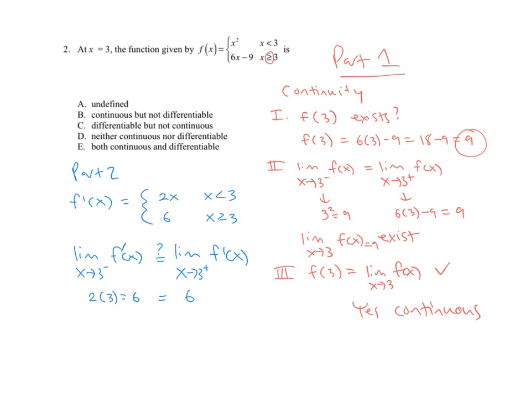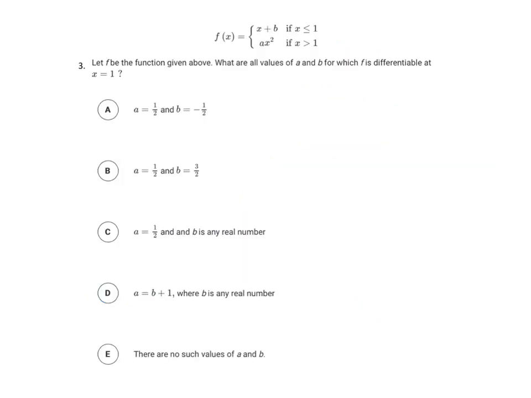And so finally, it is continuous and differentiable. And one last example, it says let f be the function given above. What are all values of a and b for which f is differentiable at x equals 1? This is going to involve a system of equations. So the first part is it needs to be continuous.